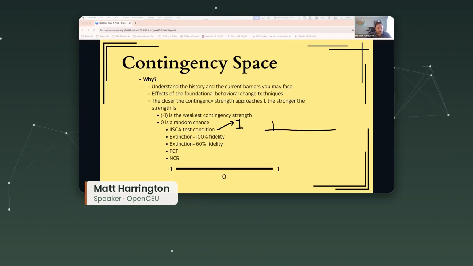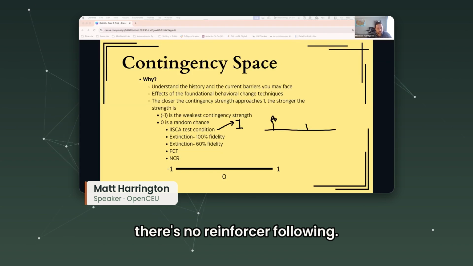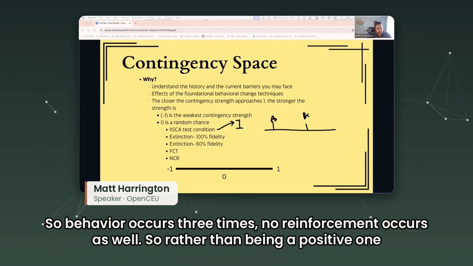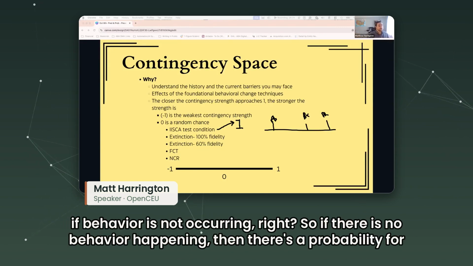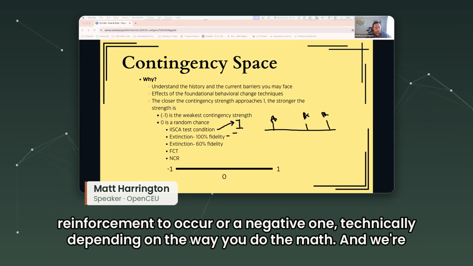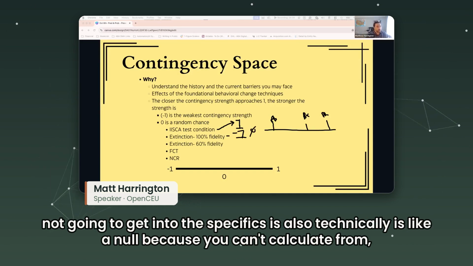Similarly, let's talk about extinction. Every time a behavior occurs, there's no reinforcer following. So behavior occurs 3 times, no reinforcement occurs as well. So rather than being a +1 contingency strength, it's actually on the flip side. The reinforcer has a 100% chance of occurring if behavior is not occurring, right? So if there is no behavior happening, then there's a probability for reinforcement to occur, or a -1. Technically, depending on the way you do the math, and we're not going to get into the specifics, this also technically is like a null because you can't divide by 0.